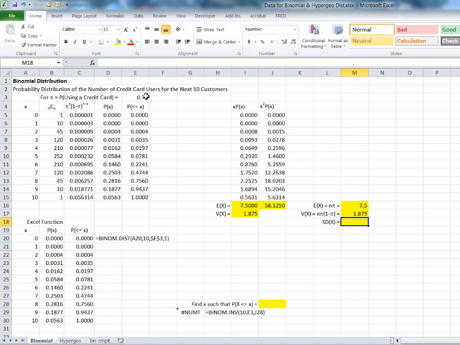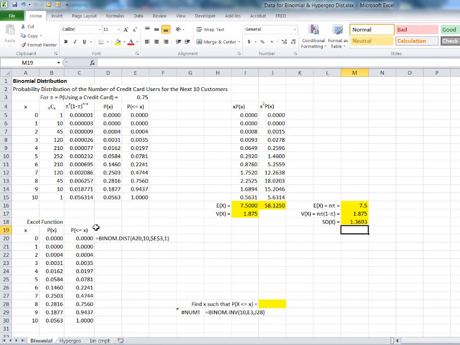And now you have yourself a variance, 1.875. So we didn't have to go through all this. That's for the binomial. Then the square root of the variance is obviously the standard deviation. So that's a pretty quick way of getting some basic descriptive information.